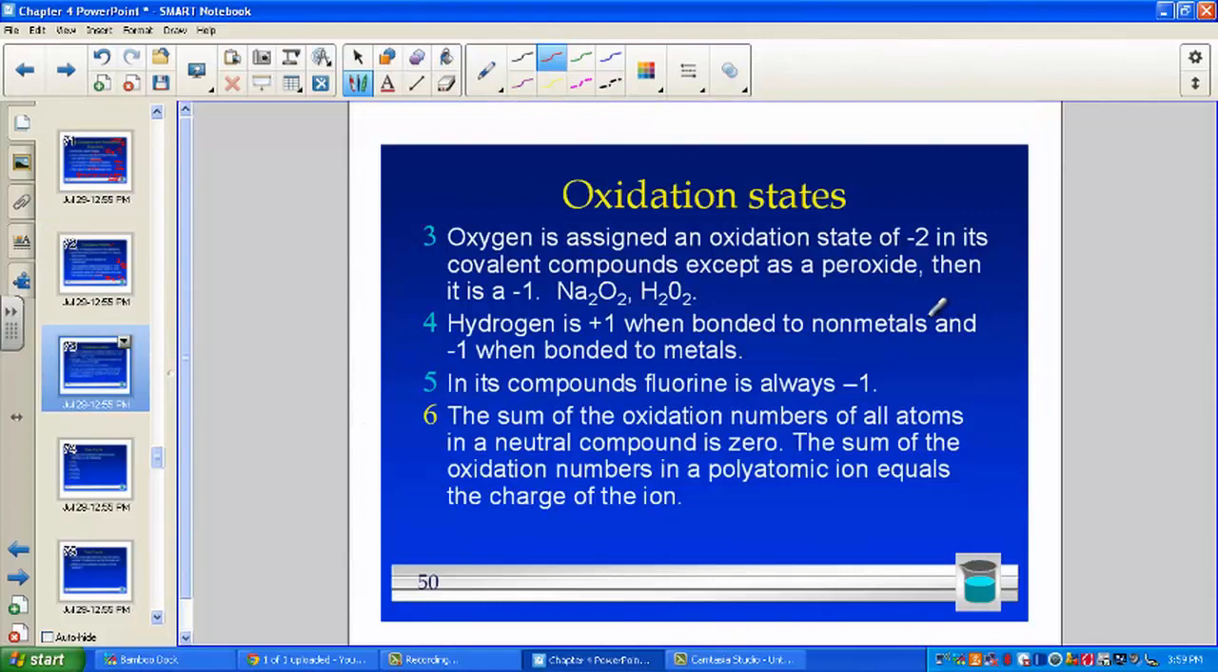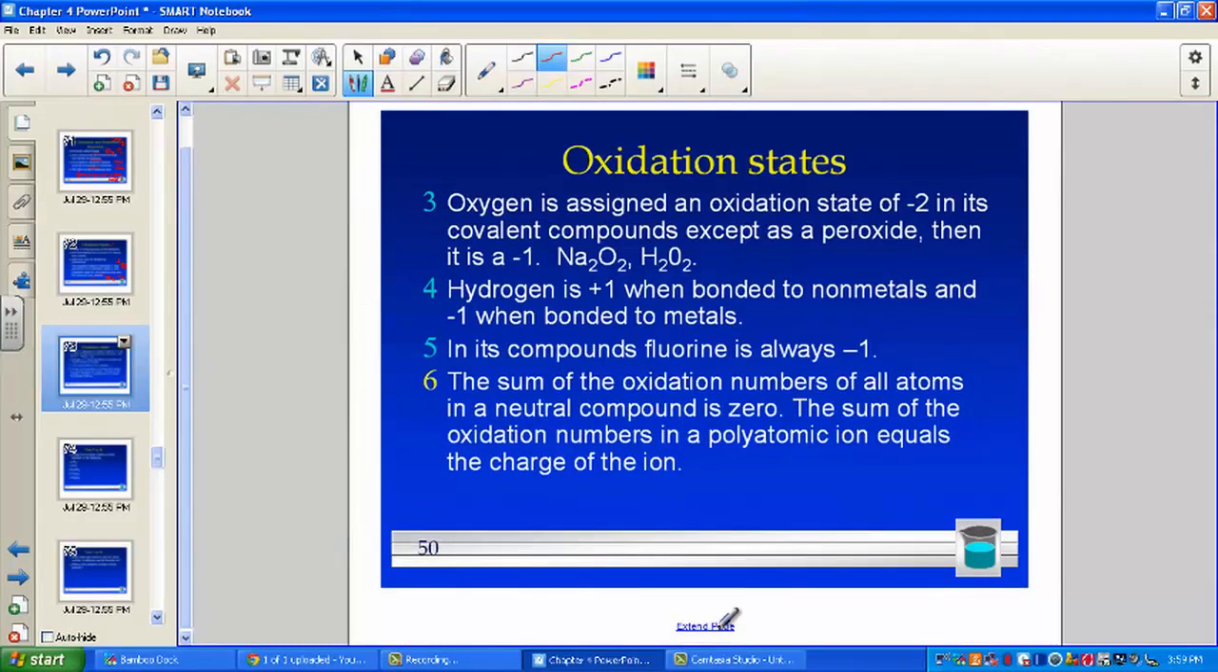Rule number 3. Oxygen is assigned an oxidation state of -2 in its covalent compounds, except as a peroxide. Then it is assigned a -1. Now this rule is extremely important. Let's take some time with it.